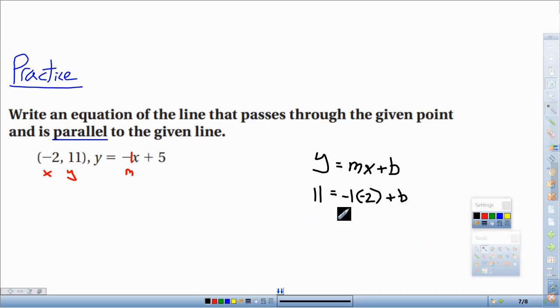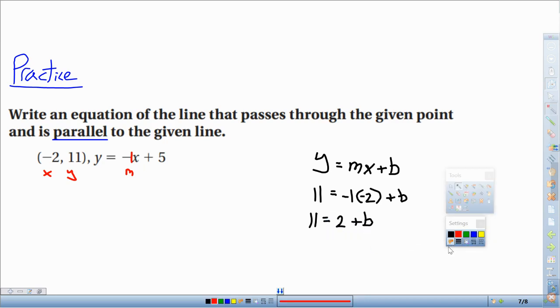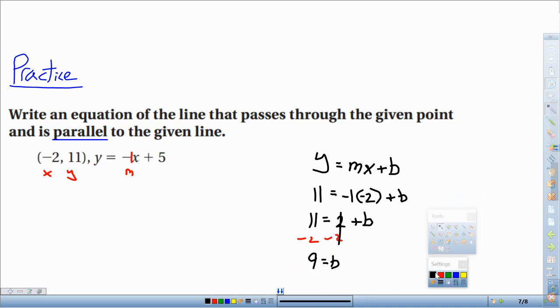All right, so let's simplify this. We got 11 equals double negative, it turns into a +2 plus b. Solving for b, subtract 2 from both sides. 11 minus 2 gives us 9. Okay, so there it is. The y-intercept of our line is 9.